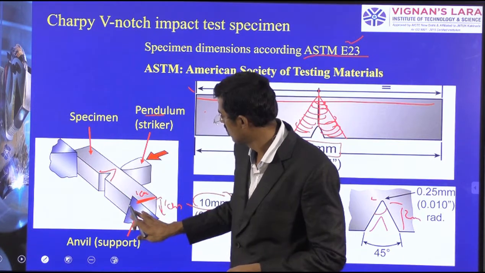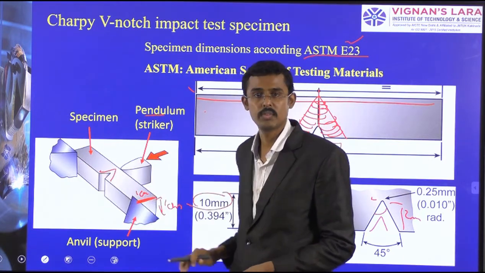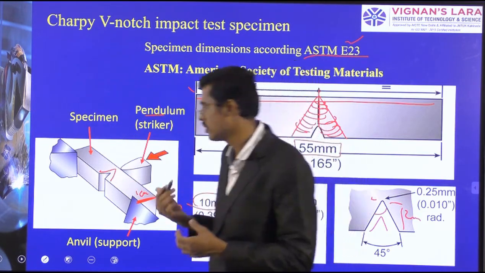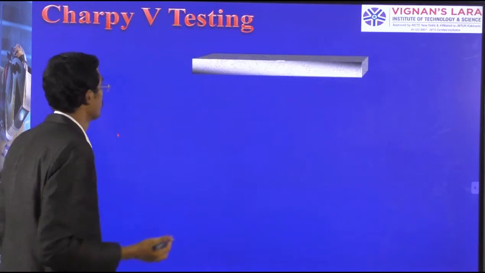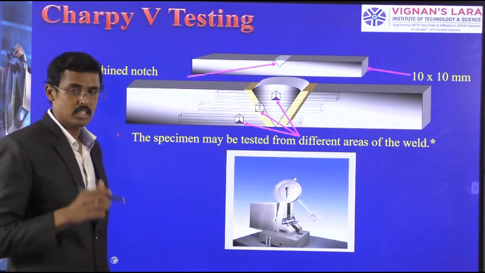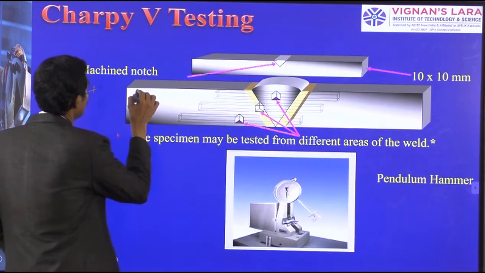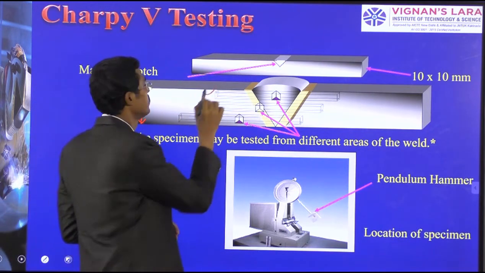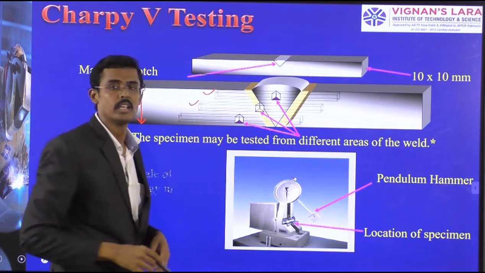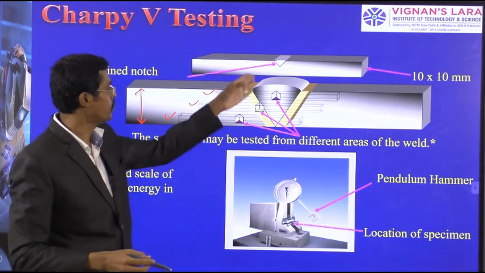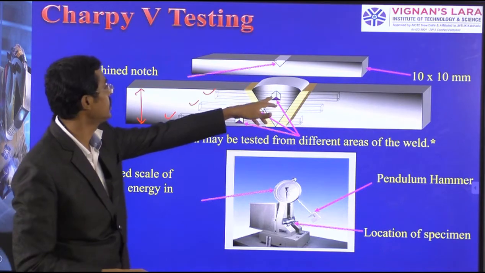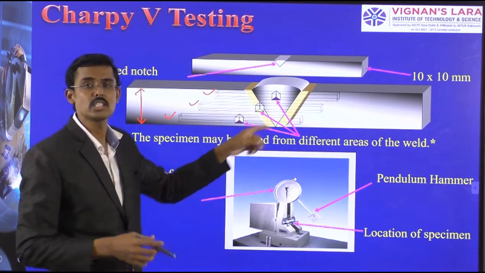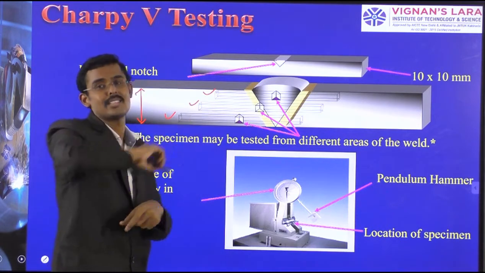We have held the specimen, and a sudden impact load has been given. How much energy is absorbed, we are going to report in joules. Here also, as usual, if the thickness is large, we should take samples at the top, at the center and at the bottom, because the heat input is varying at the top, center and bottom. Therefore, we are taking three locations.